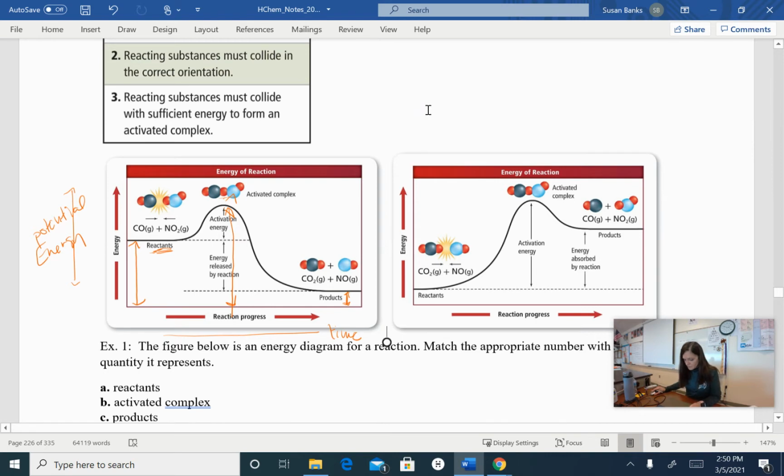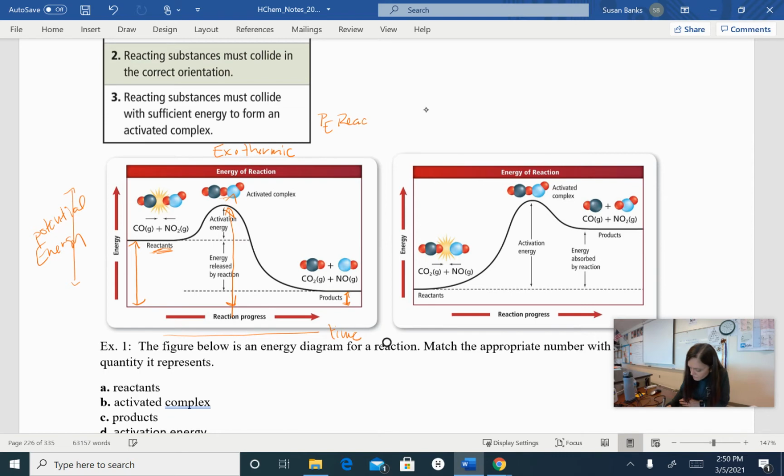Okay, is it going to let me write? So this we would call exothermic. So if the potential energy of our reactants is greater than our potential energy of our products, that is exothermic.